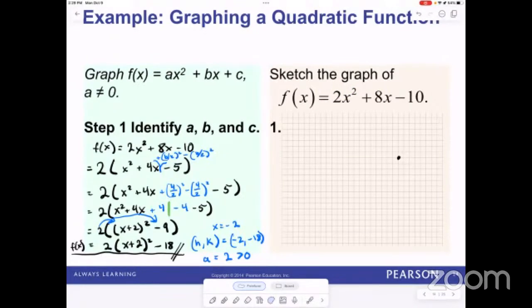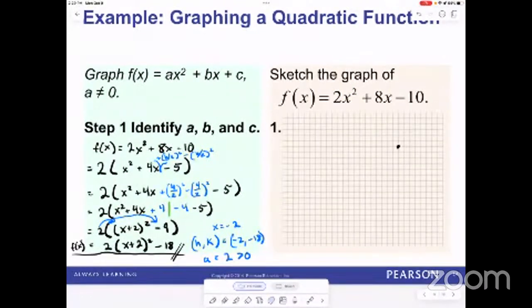Okay, so if we're focused on quadrant 3, I'm going to put my origin about here. Maybe a little bit up. So then our positive x is going to go in this direction. Let's try it again. Our positive y is going to go in this direction. This is our positive x. This is our positive y. Let me see. Our vertex was negative 2, negative 18.